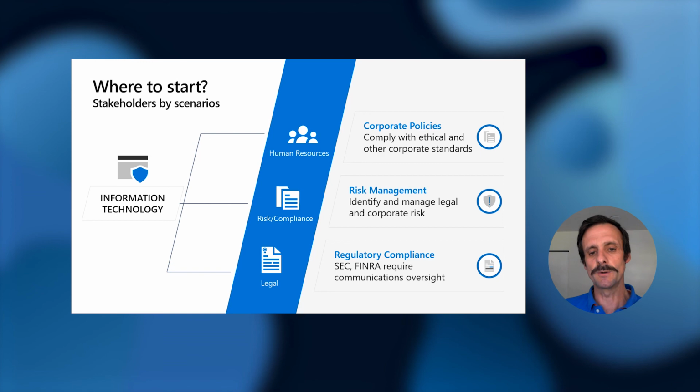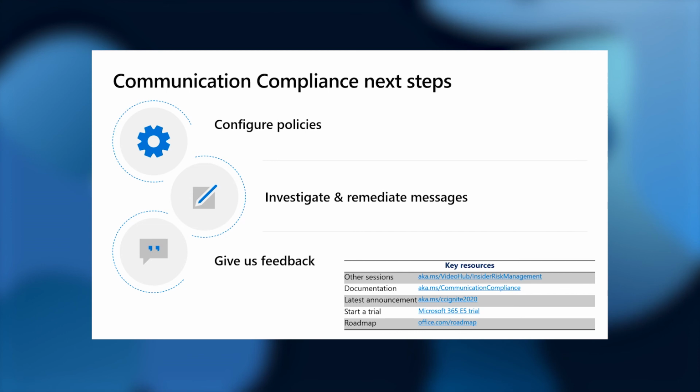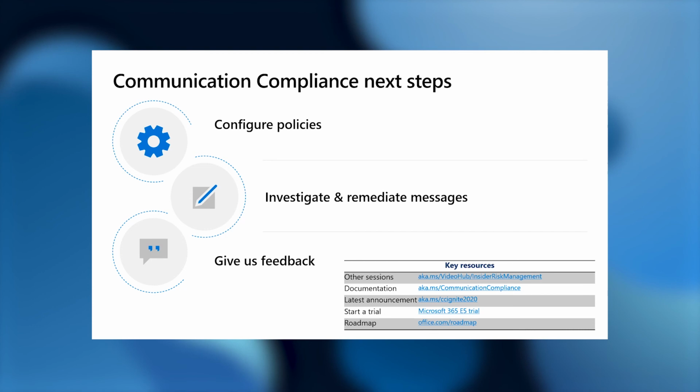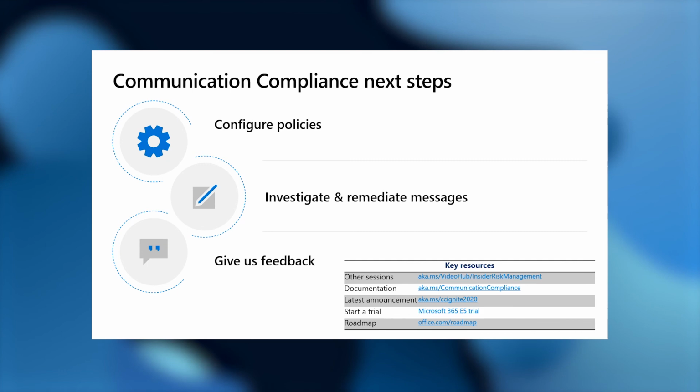Wrapping up, I've demonstrated how Microsoft Teams and communication compliance are better together to foster a culture of safety and inclusion in this day and age as people are working remotely. Now, there's a couple things specifically we want you to do. Configure policies, investigate and remediate messages, and give us feedback. There's a number of links in this slide that you can consume, whether it's white papers or further step-by-step details to get started.